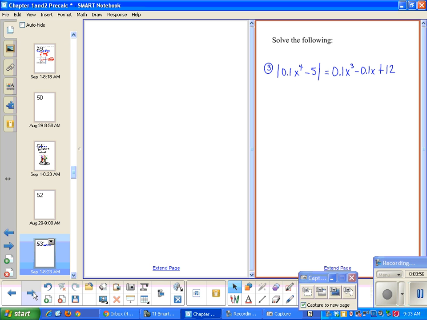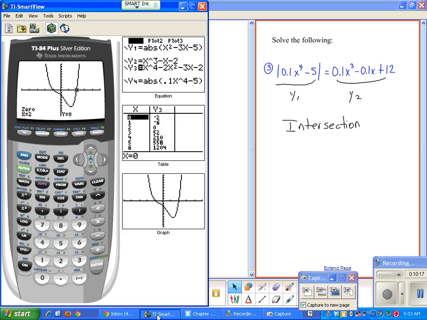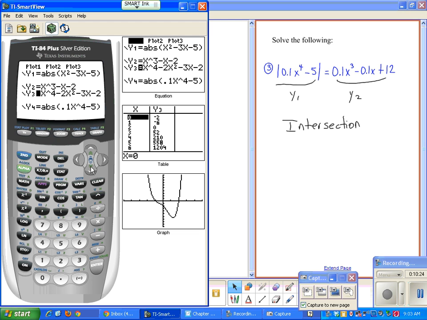All right, so for this problem, again, we have an absolute value set equal to another polynomial. So we know that we are not going to use the x-intercept method. This is y1, this is y2. We're going to enter two equations and use the intersection method. So we're going to graph those two and find out where they intersect. You need to put those into your calculator, and I already have them in mine.